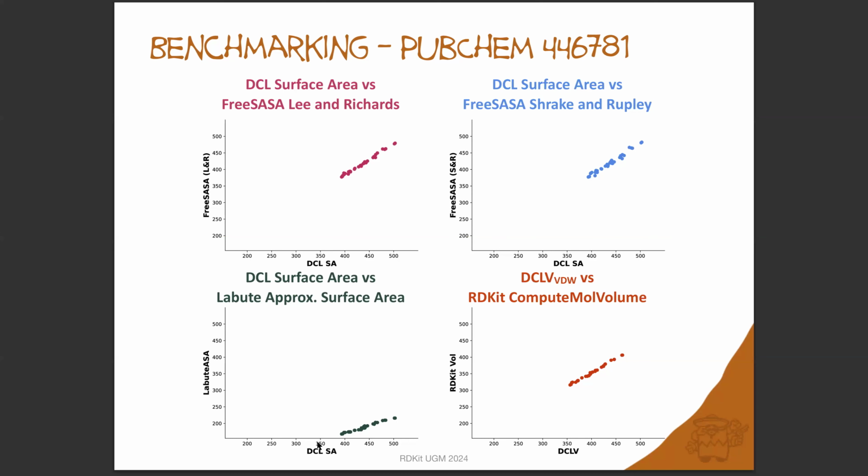And again, we find that we get pretty good correlation between our surface area and the values from the Lee and Richards and Shrake and Rupley implementations from FreeSASA and from the ComputeMolVolume. But again, there's a little bit of a difference between what we get from the double cubic lattice and the Labute ASA. Again, I'm not quite sure why that is.